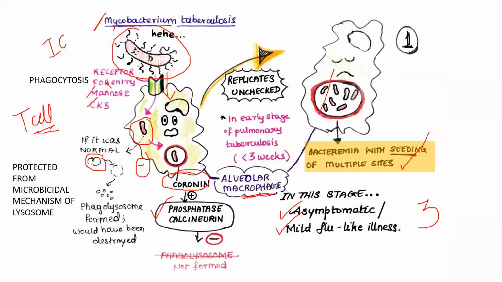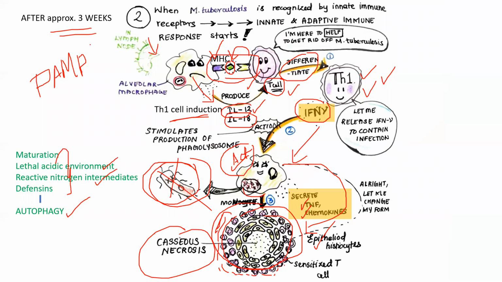Going through quickly, we have this Mycobacterium tuberculosis, which enters via the receptor into the alveolar macrophage. It inhibits the maturation of fusion of phagolysosome, so hence it replicates freely inside. At approximately 3 weeks, it is sensed by the pathogen-associated molecular patterns of the innate immunity, which kicks in the following responses.